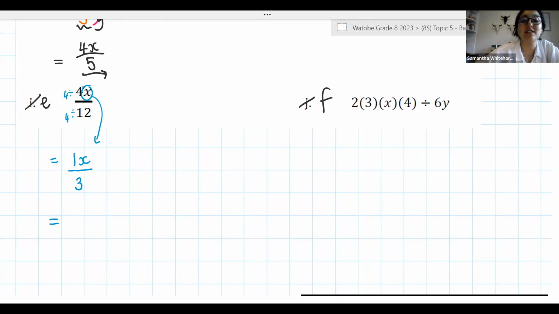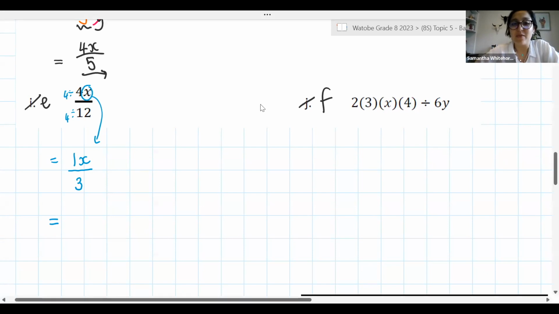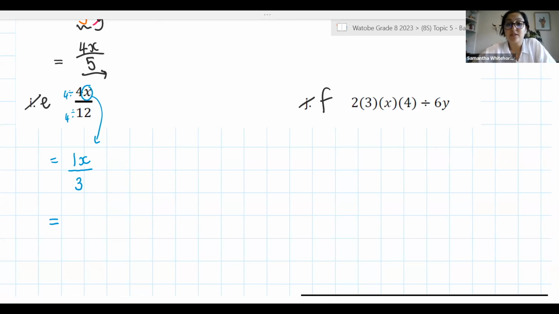Excellent. Well done. Guys, that's so important. Do not forget that variable. It is there. It doesn't just disappear. So like Luandle said, if that x is there and we haven't cancelled it out, it needs to stay there. It was in the numerator. That's where it lives. Don't get rid of it. Right. So here, 1x over 3, or you can just write x over 3, whatever you want. You don't have to put the 1 coefficient there.